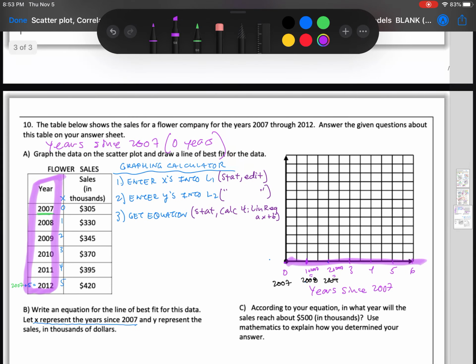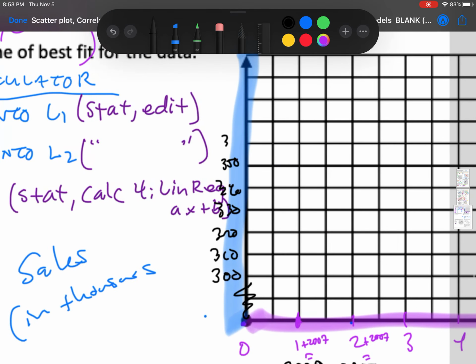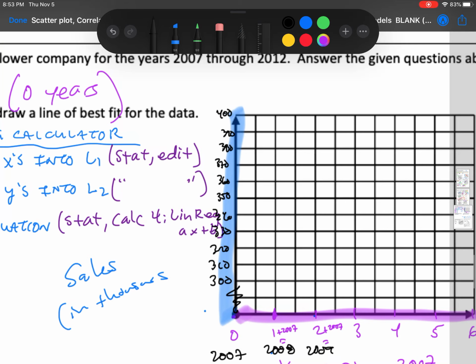All right. Let's do the sales there. All right, sales in thousands. And I look at my numbers there and I see 420 to 300. So let's do an earthquake. And let's just do 300. And let's just count by tens. So 310, 320, 330, 340, 350, 360, 370, 380, 390, and 400, and I think there was a 410. Okay.